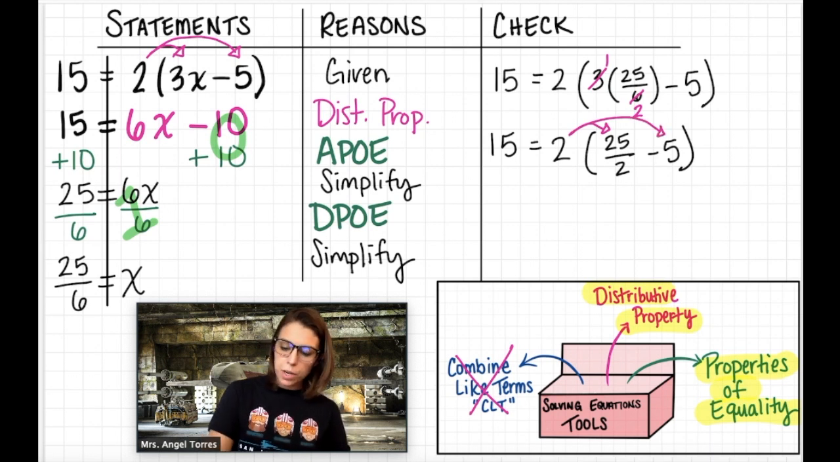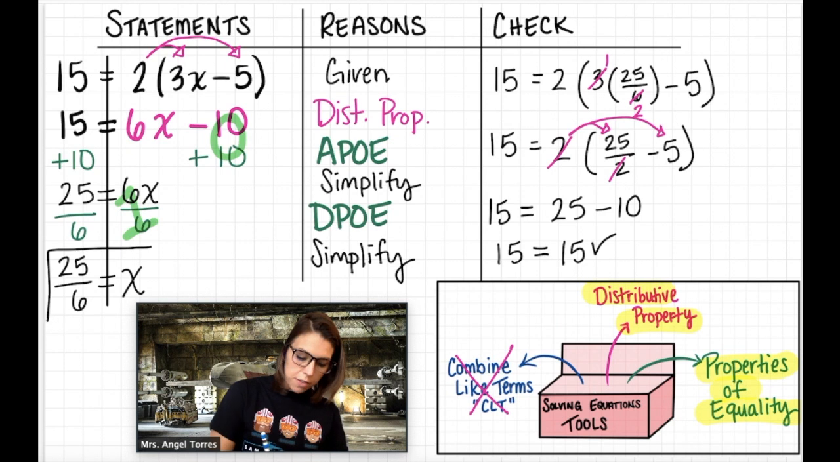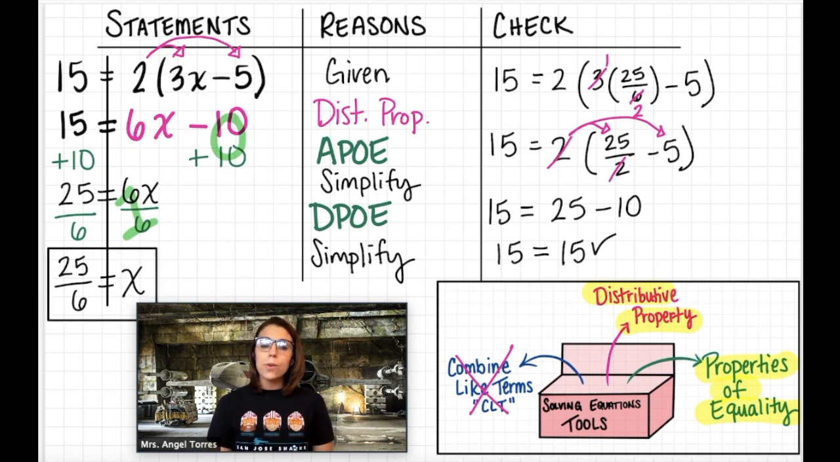So that's 2 times 25 over 2, so the 2 will cancel. And I'll be left with 15 equals 25, and 2 times 5 is 10. And 25 minus 10 is 15, which means 25/6 was the correct solution all along. And again, we were able to solve using our distributive property and properties of equality tool.